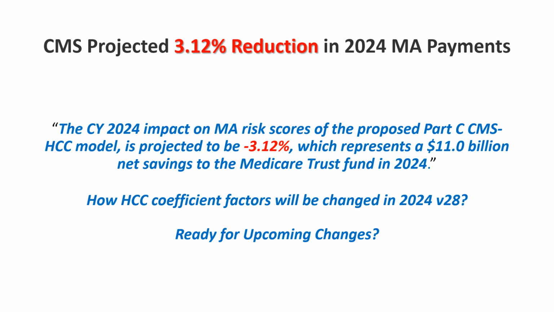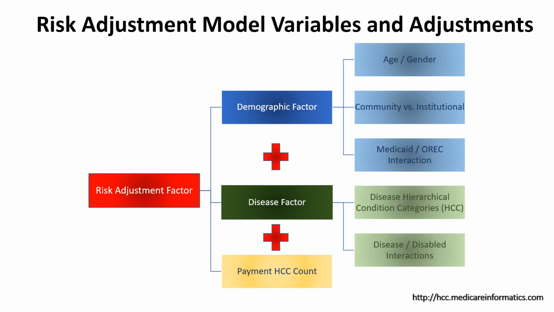Let's deep dive into how coefficient factors will be changed in 2024. The risk score formula is equal to the sum of the demographic factors and the disease factors. The sum of those factors equals the raw risk score. Calculating risk scores requires specific demographic information, disease information, and other payment information. The demographic information includes beneficiary facts, such as age and gender, and includes certain beneficiary status indicators that enable grouping into similar segments, such as those living in the community versus an institution.